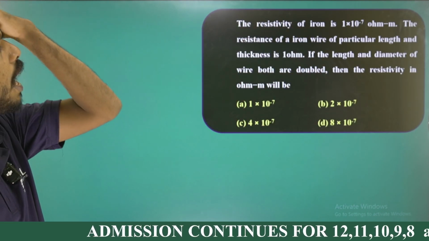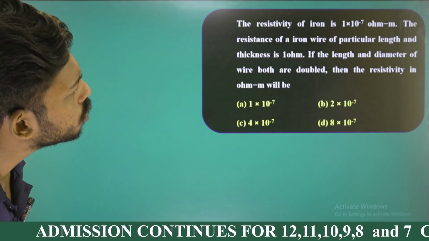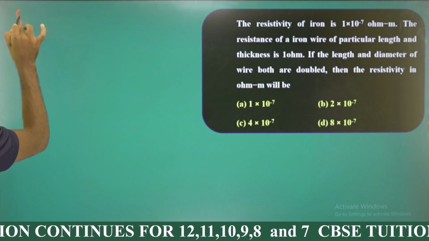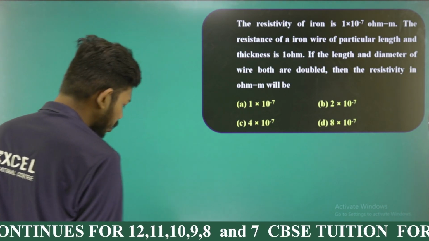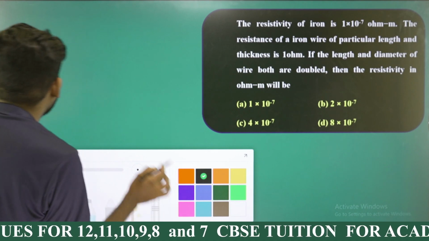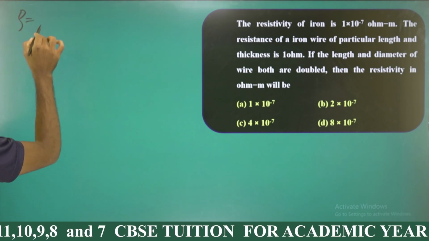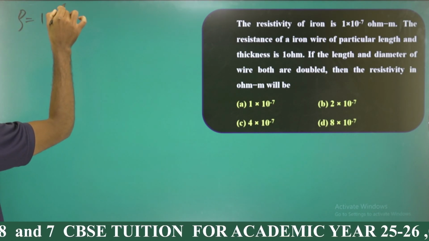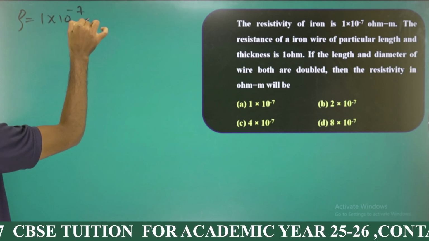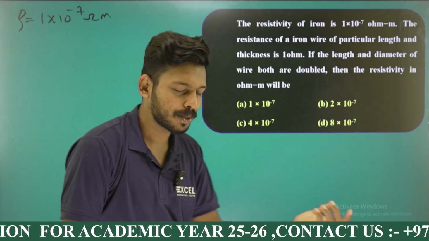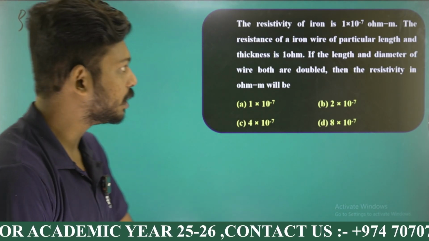The first question: the resistivity of iron is 1 into 10 raised to minus 7 ohm meter. So I am writing the resistivity. I'm changing the color; red will not be good to see, so I'm using black. The resistivity is actually 1 into 10 raised to minus 7 ohm meter. The unit is ohm meter, so there is nothing to worry. It's actually easy to do.